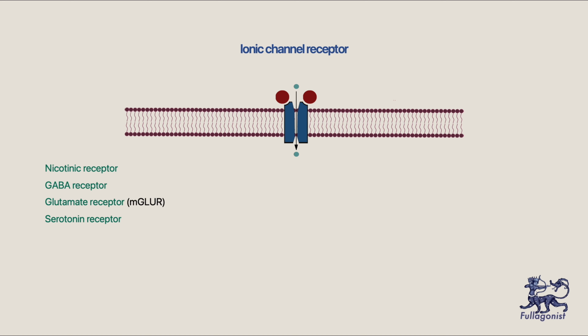Other examples of the ionic channel receptors include metabotropic glutamate receptors and certain serotonin receptors. They have no clinical role and therefore I will not talk about them.